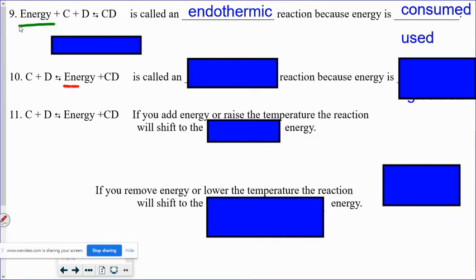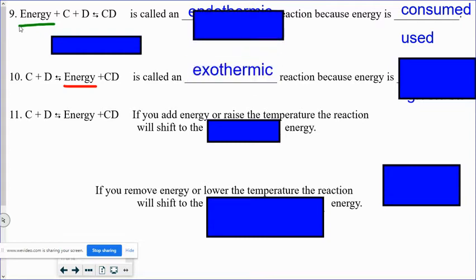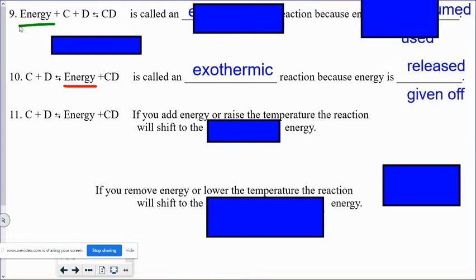In this next one, in number 10, the energy is over here as a product. So when this chemical reaction occurs, energy will be given off. This would be like the chemical hand warmers that you can buy from Fleet Farm. You open up the package and they start to get warm. This is called an exothermic reaction, and that is because energy is released or given off.